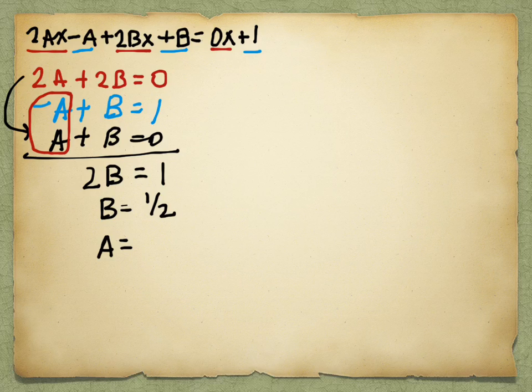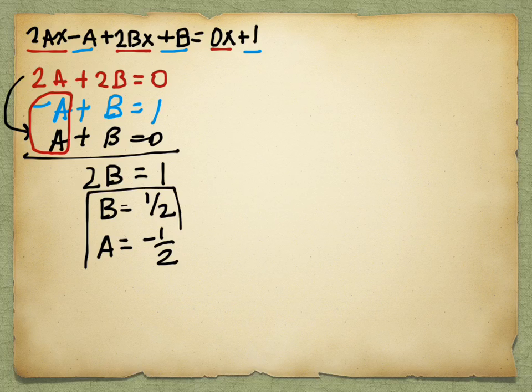All right, now A has to be a number that adds to B and gets 0, because I know that A plus B is 0. So what number does A have to be? A and B add to 0. Negative 1/2. A and B add to 0, right? So if B is 1/2, then A is negative 1/2.